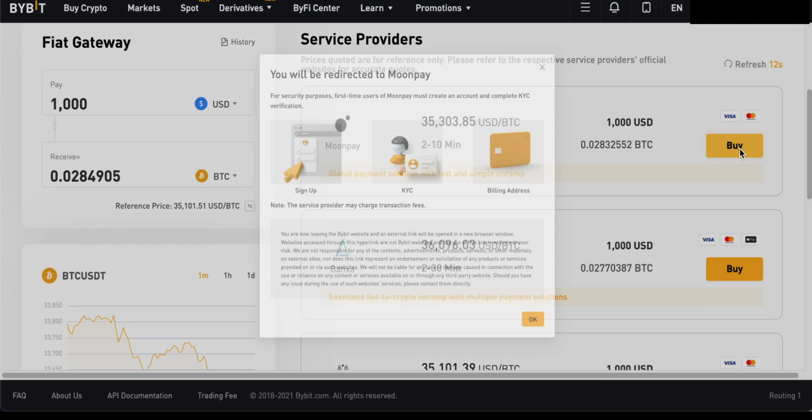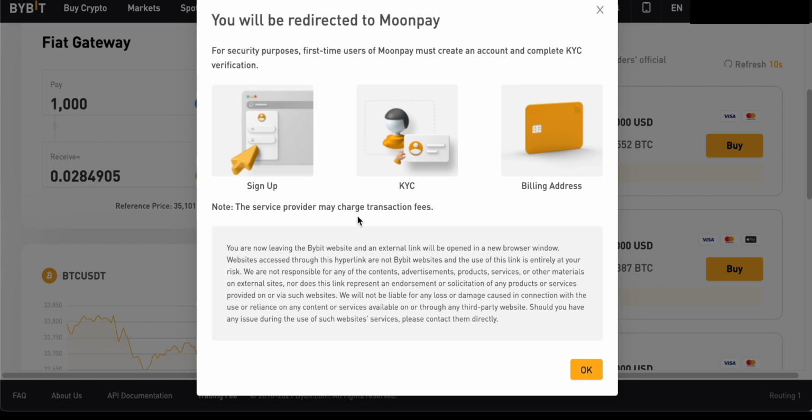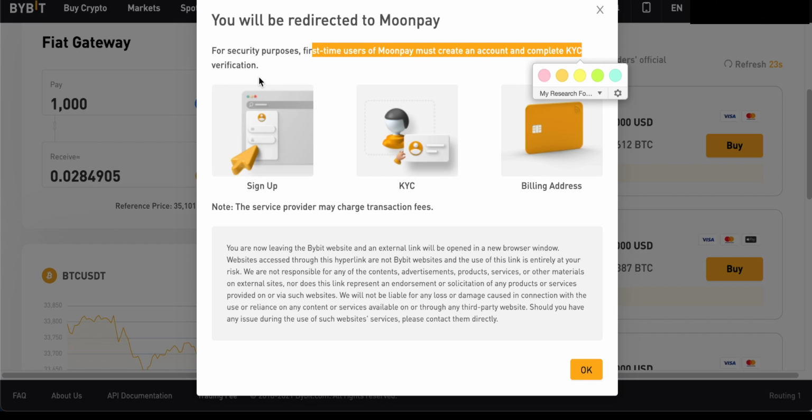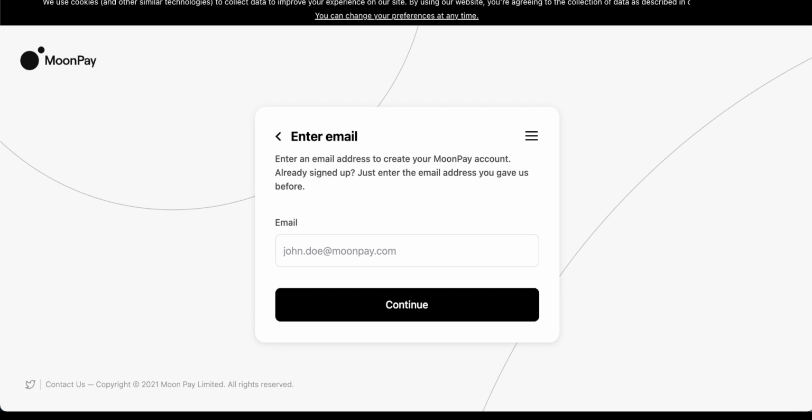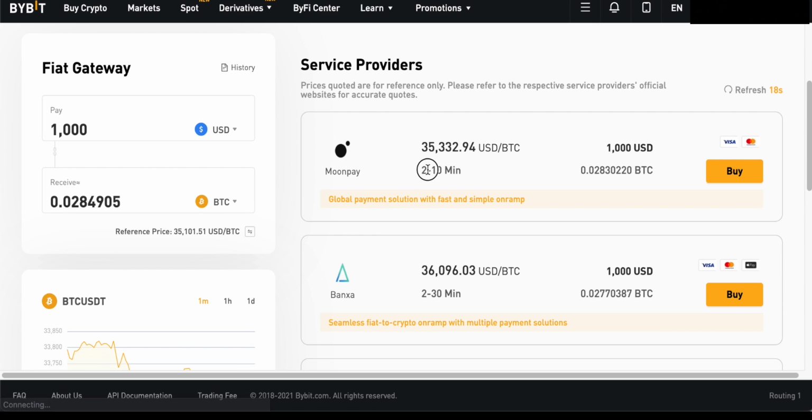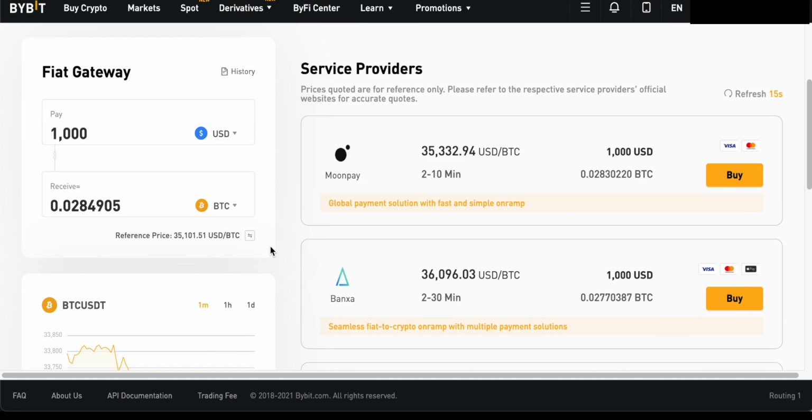You can click on buy right here. It will actually take you through to MoonPay. What you'll have to do if you're a first-time user of MoonPay is create an account with MoonPay and set up your KYC verification. And after that transaction goes through, that will be deposited into your Bybit account within around 2 to 10 minutes, but it does depend on the provider.